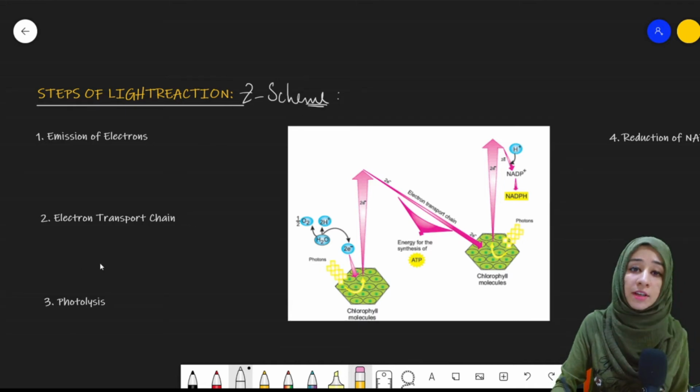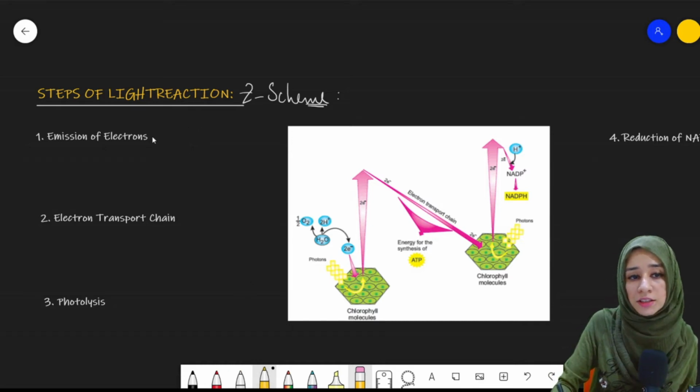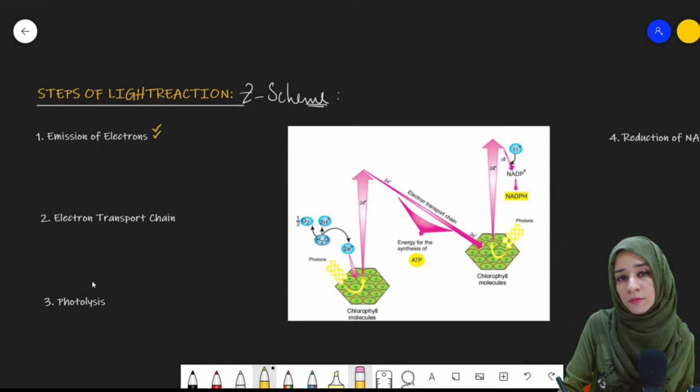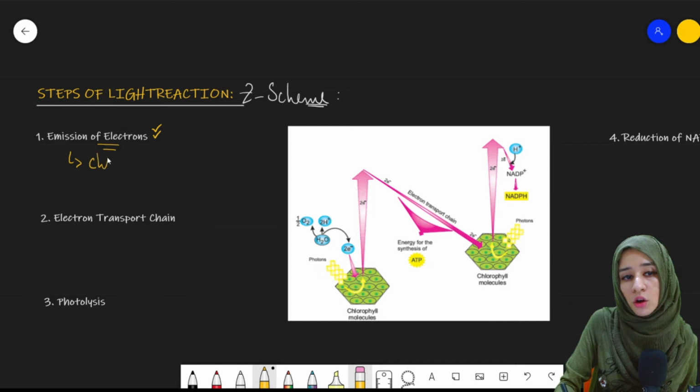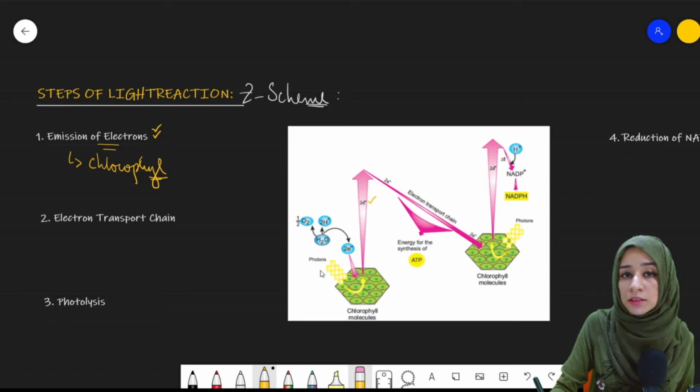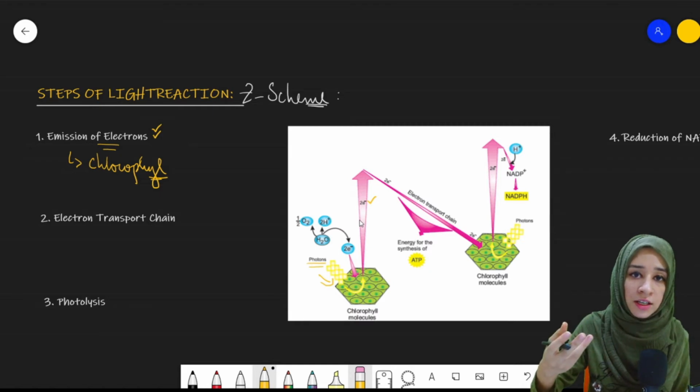Okay? Now, the first step that occurs during the light reaction is the emission of electrons. We just discussed that this whole process is occurring in the thylakoid membrane of the chloroplast. So the first step is the emission of electrons from a molecule of chlorophyll. How? Because of the sunlight. The sunlight provides the energy to the electrons and they jump off from one molecule and are emitted from the chlorophyll molecule. This is the first step.